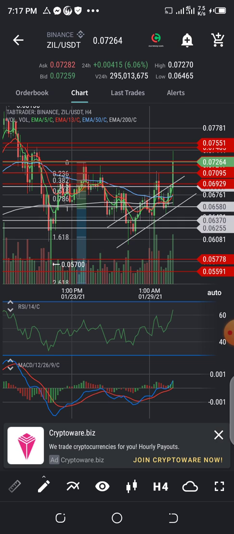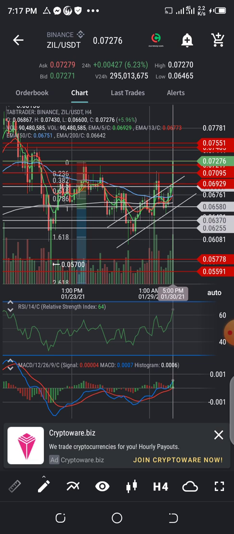So I will just wait for these guys to be overbought. Let me see. The RSI presently is 64. It's already overbought, so I can go and take profit.